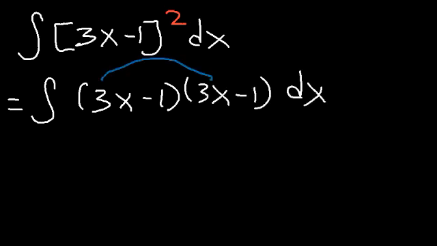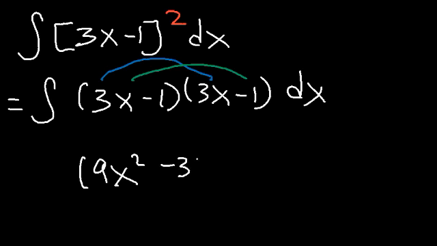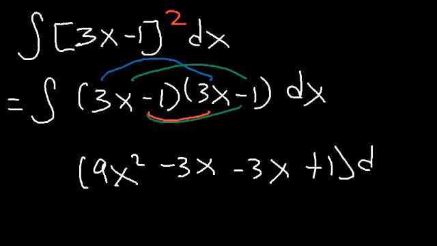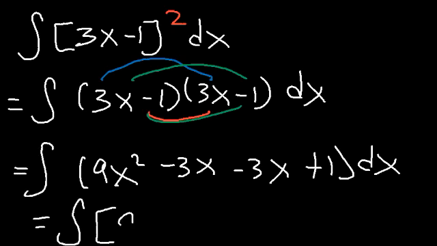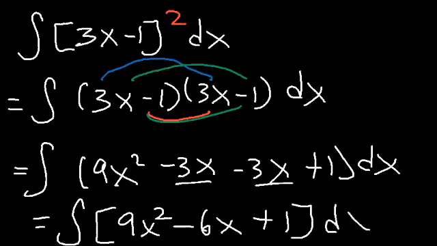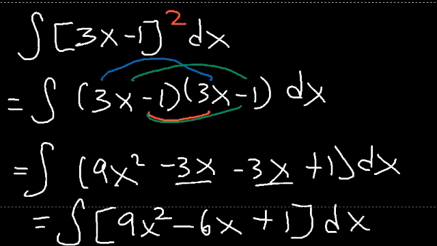3x times 3x is 9x². And then 3x times negative 1, that's negative 3x. Negative 1 times 3x is also negative 3x. And finally, we have negative 1 times negative 1, which is plus 1. So now let's combine like terms. Negative 3x plus negative 3x is negative 6x. So this is what we now have.